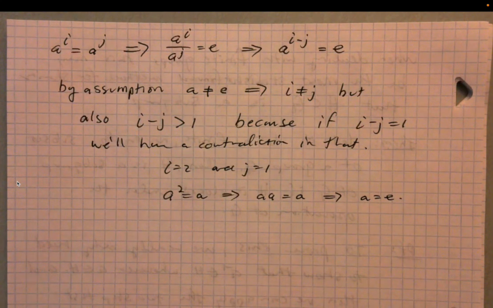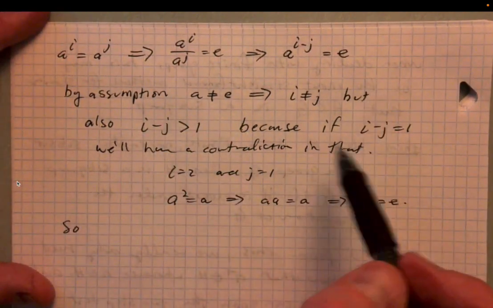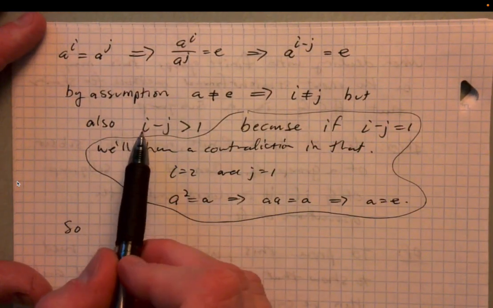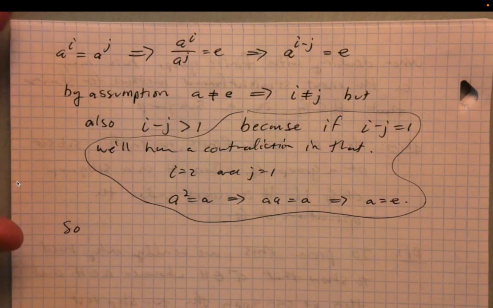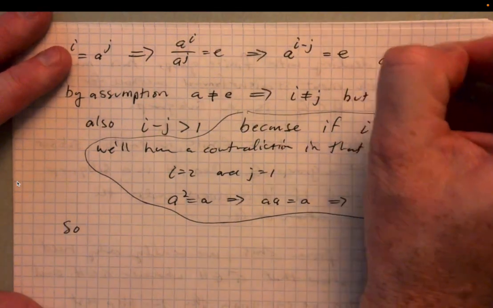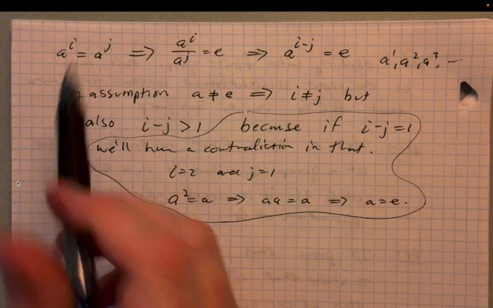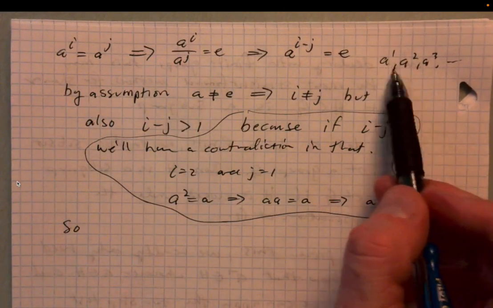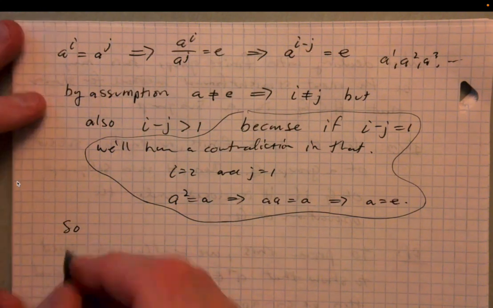This can only really happen if a is the identity. That's kind of an aside, but it's important to make sure you understand why that's the case. What's really important here is that i minus j be greater than 1. That basically means that in the sequence a to the first, a squared, a cubed, and so on, the a^i and a^j that are equal to one another are not sequential. They're not next door to each other. All right, so what do we have then?